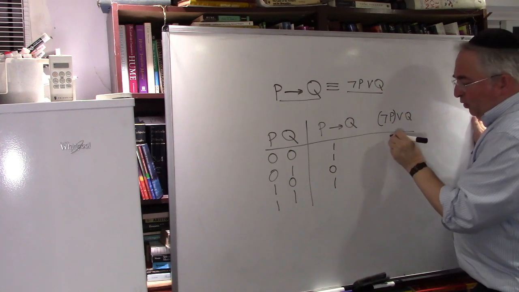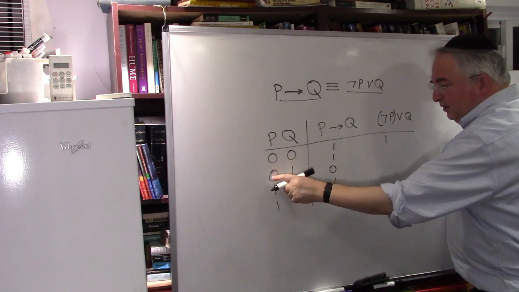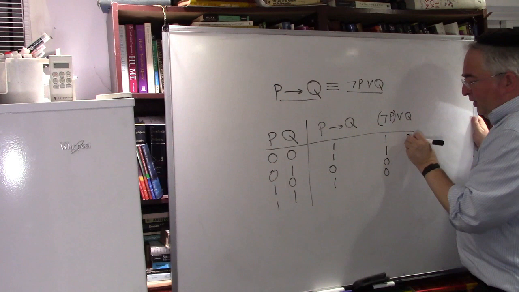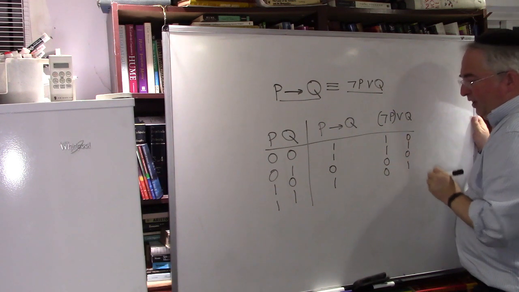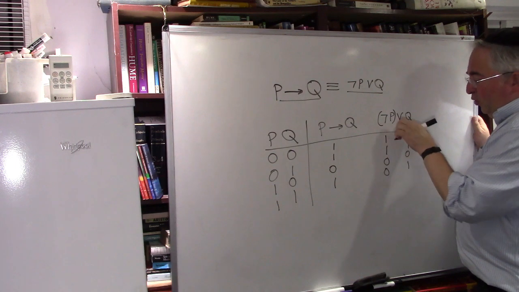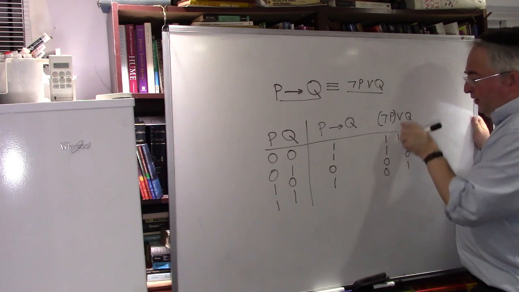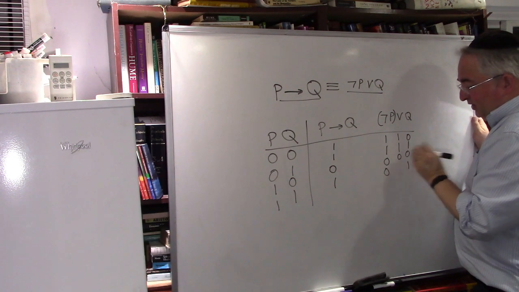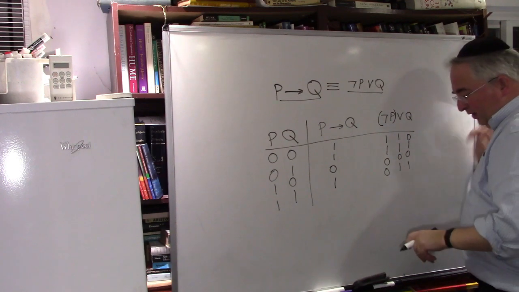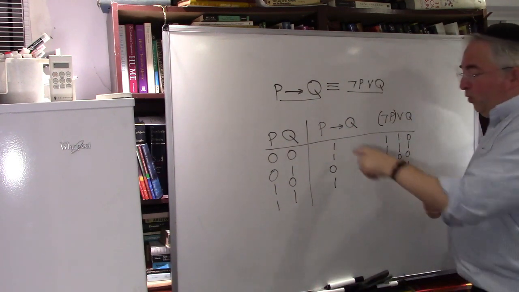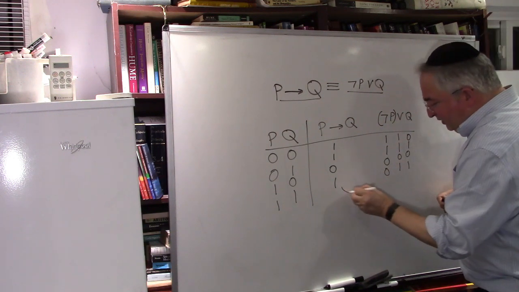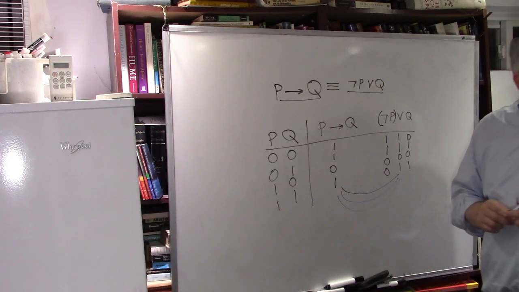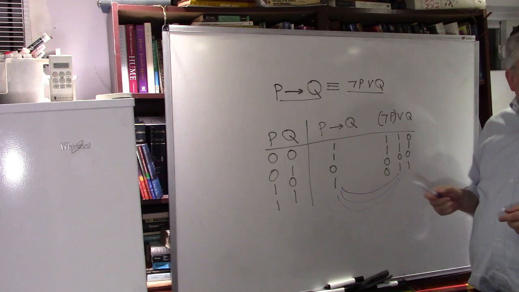You ready? It's like this. Not P. What's not P? 1, 1, 0, 0. Great. And Q, I'm going to rewrite Q. 0, 1, 0, 1. And now we're going to do the OR of it. So you ready? 1 or 0 is 1. 1 or 1 is 1. 0 or 1 is 1. 0 or 0 is 0. Now, hold on. Look at that. 1, 1, 0, 1. 1, 1, 0, 1. These are the same thing. Exact same thing. So it shows that these two things are the same thing.